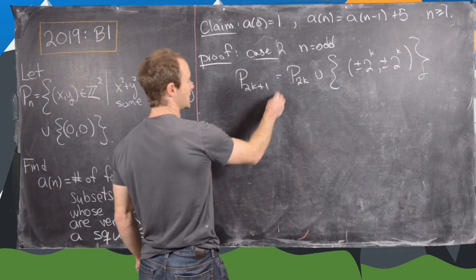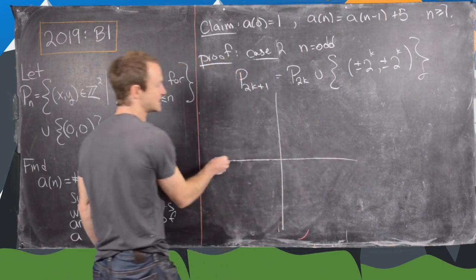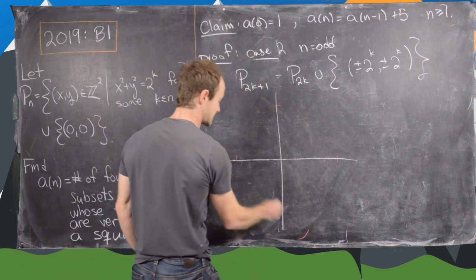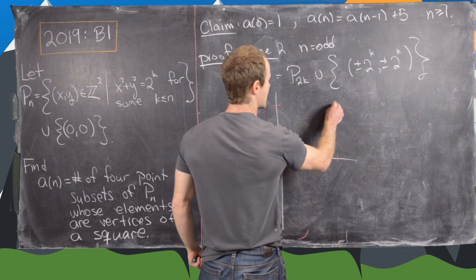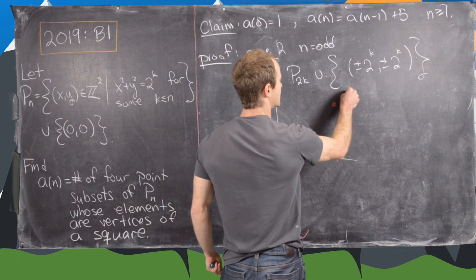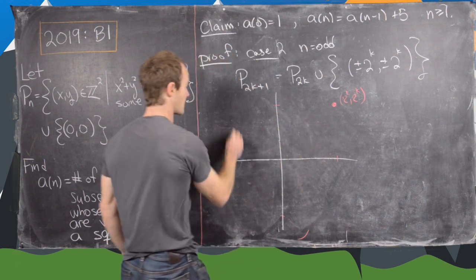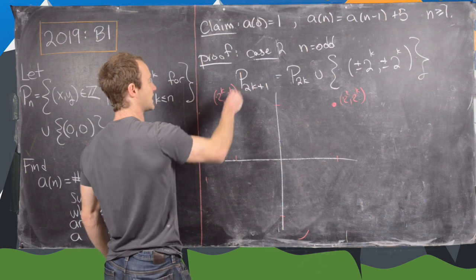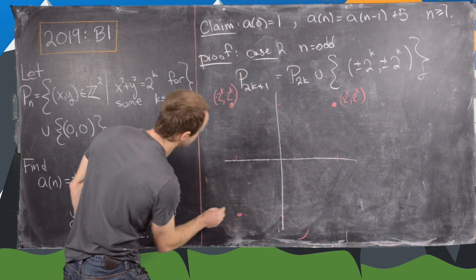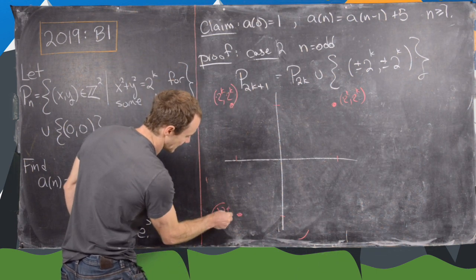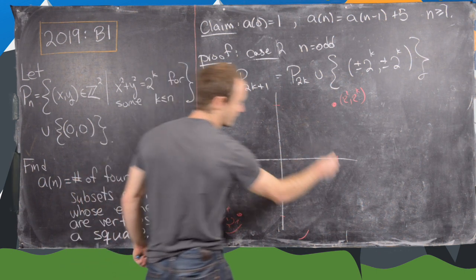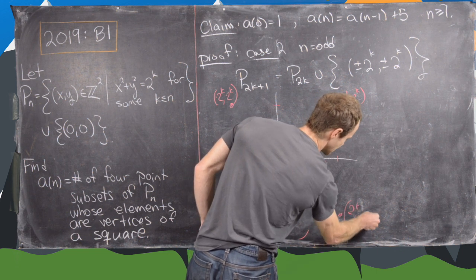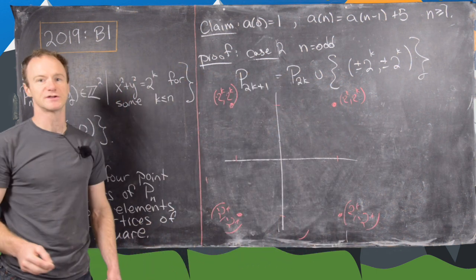So now we can make our picture pretty similarly as before. So our new points are given out here like this. It will be this point right here, so this is 2 to the k, 2 to the k. This point back here, which is negative 2 to the k, 2 to the k. This point down here, which is negative 2 to the k, negative 2 to the k. And finally, this point over here, which is 2 to the k, negative 2 to the k. Okay, so those are our new points.